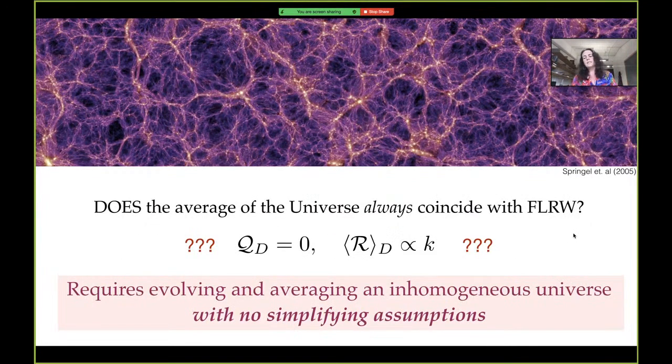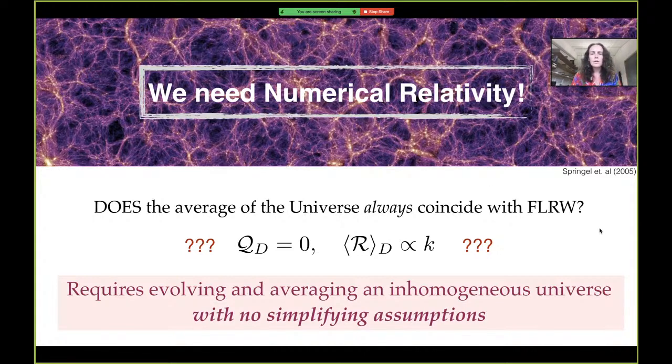But the issue is, if we want to answer this question, does the average of our universe always coincide with the FLRW model, we need to actually calculate these things by evolving and averaging a fully inhomogeneous and anisotropic universe through to low redshift, when we have these really complex structures that we see today, with no simplifying assumptions, to really get a full picture of how big this effect is. To do this, what we need is numerical relativity.